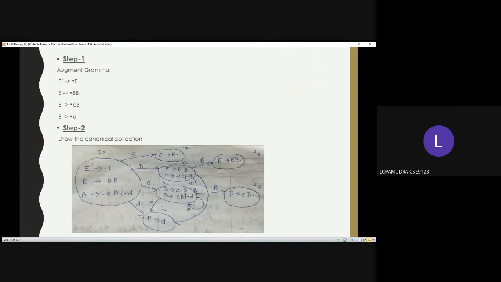at the very first we need to convert the given grammar to the augmented grammar, like E dash equals dot E, where dot means we haven't explored or seen the part after the dot, and this is an LR0 item. So we need to put the dot at the leftmost side, and E equals dot BB, B equals dot CB, and B equals dot D. So we need to draw a canonical collection where we give E dash equals dot E. So we put the dot right after E. That's the second part, I1, as well as E equals dot BB and B equals dot CB or dot D.